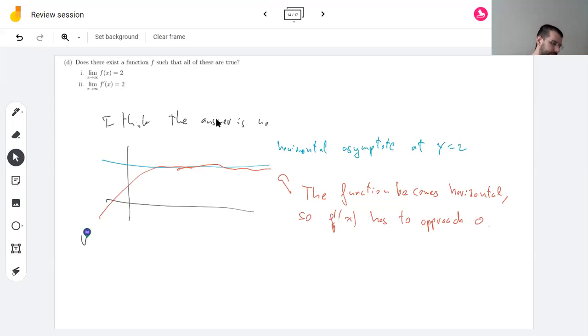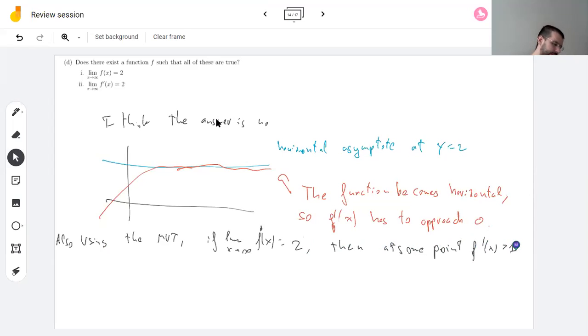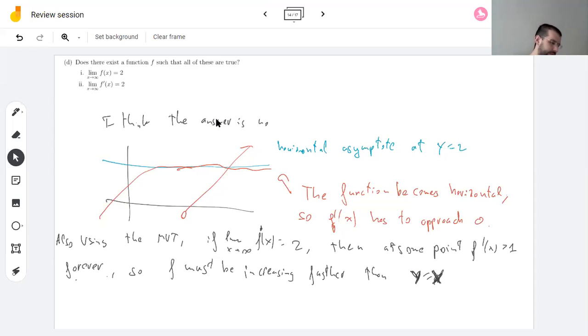You could use the mean value theorem. Just another way of reaching the same conclusion: if the limit of the derivative is 2, then at some point it's bigger than 1 forever. So the function must be increasing faster than y equals x. So even if it starts down here, at some point it's going to pass the asymptote and never return. So the answer to this one is no.